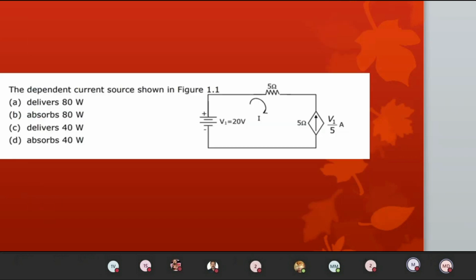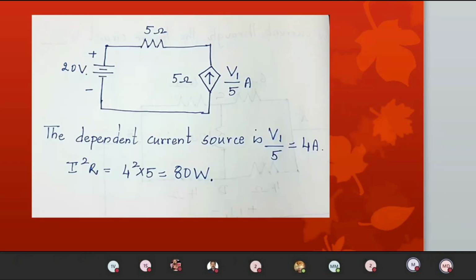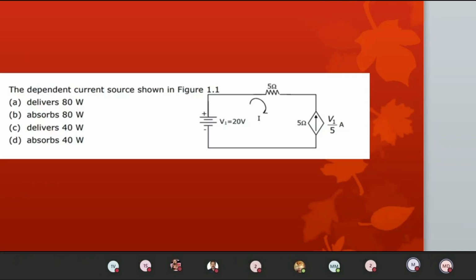So it delivers 80 watts. Sorry, it absorbs 80 watts. Choice B, because a dependent current source cannot deliver power. It can only absorb the power. So it absorbs 80 watts. Please be careful. See, he has given the options in a tricky manner. We should be very smart. So understand the basic science: a dependent current source will never deliver, it can only absorb. So it absorbs 80 watts. Choice B is correct.